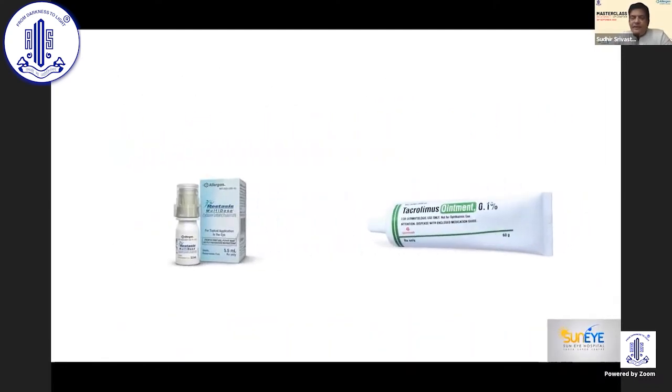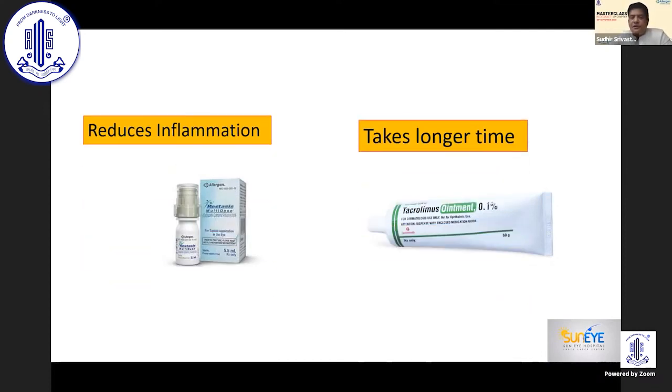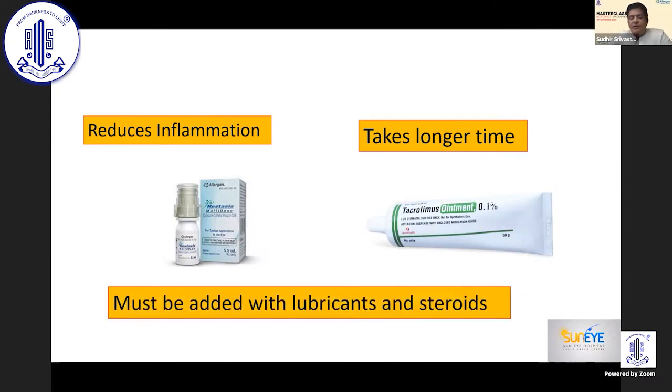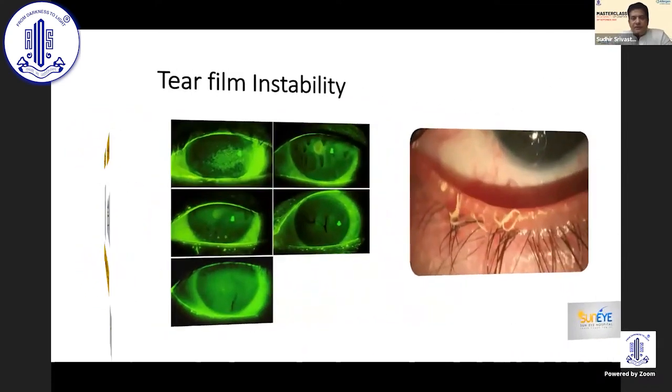So if the patient has inflammatory symptoms, then we can start Restasis or cyclosporin eye drops or tacrolimus, but the effect comes very slowly. That is why we need a combination of lubricants and steroid along with these medicines, because it takes months to show the effect on the ocular surface.